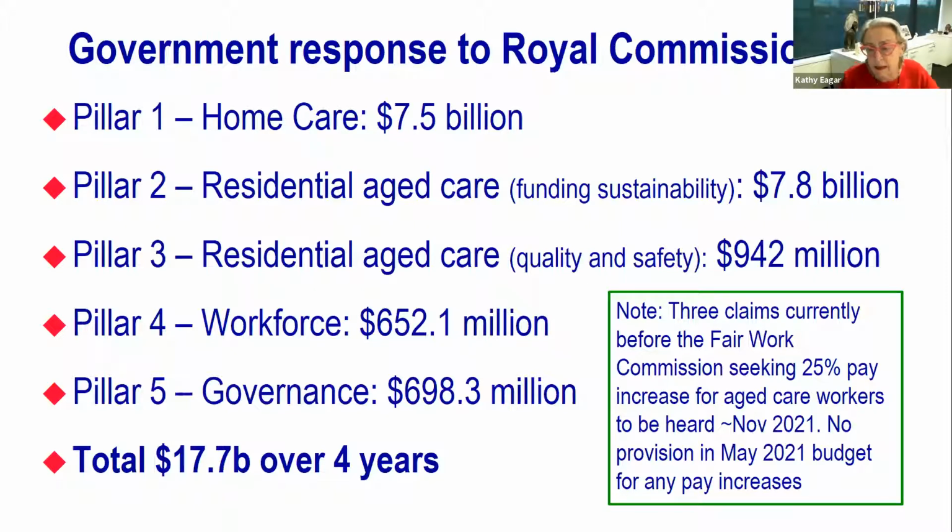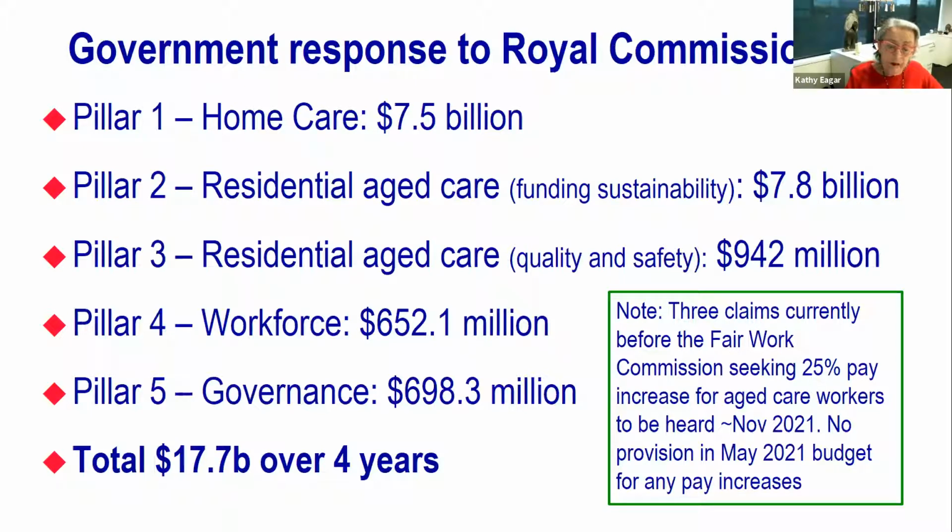Most of our work is in that 7.8 billion. And you'll see the other 3, some money for workforce governance and quality and safety. Note the box though, there are 3 claims currently before the Fair Work Commission towards the end of the year, seeking a 25% pay increase for aged care workers, not just personal care workers, but also the nurses.